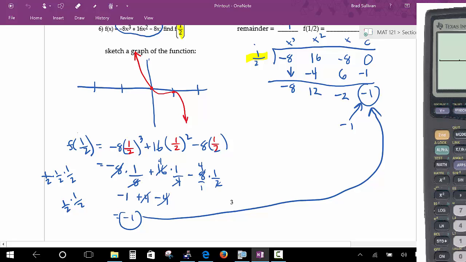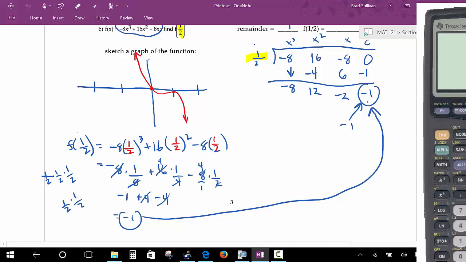Look at that. That's the connection I want to help you make: when you did f of 1/2 the way that you've learned how to do that, you really have the same thing as doing synthetic division and getting a remainder. They end up being exactly the same thing. Now let me ask you a question. If you had two ways to do this problem, would you rather deal with all the fractions and do this, or would you rather just do synthetic division, out of curiosity?